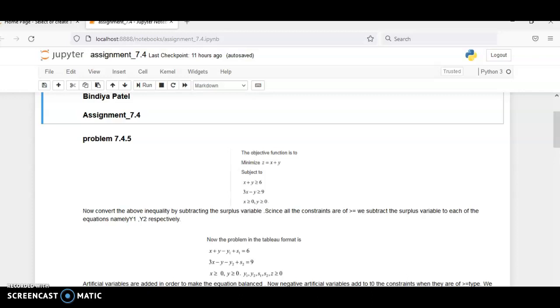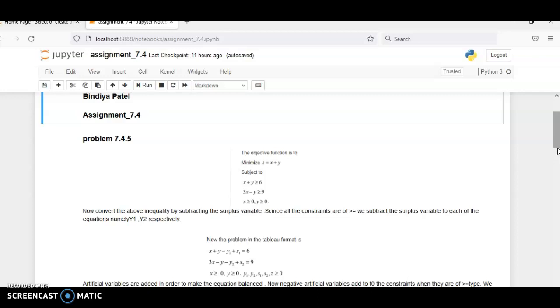The objective function is to minimize z equals x plus y, subject to x plus y greater than or equal to 6, 3x minus y greater than or equal to 9, x greater than or equal to 0 and y greater than or equal to 0. Now, converting the above inequalities, since all the constraints are of greater than or equal type, we subtract a surplus variable from each of the equations, namely y1, y2 respectively.